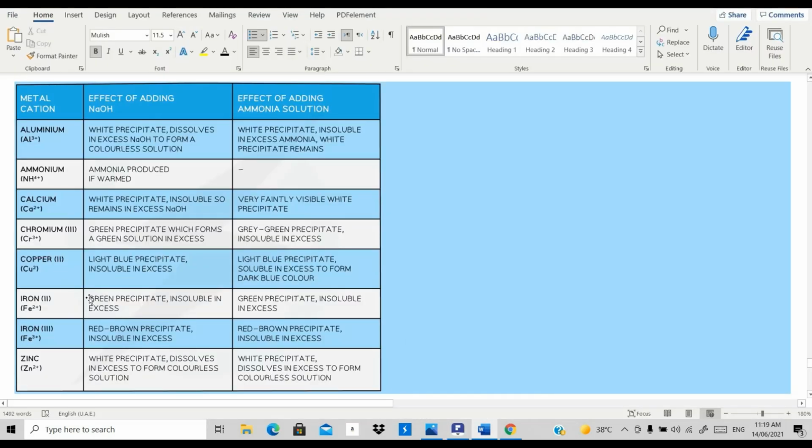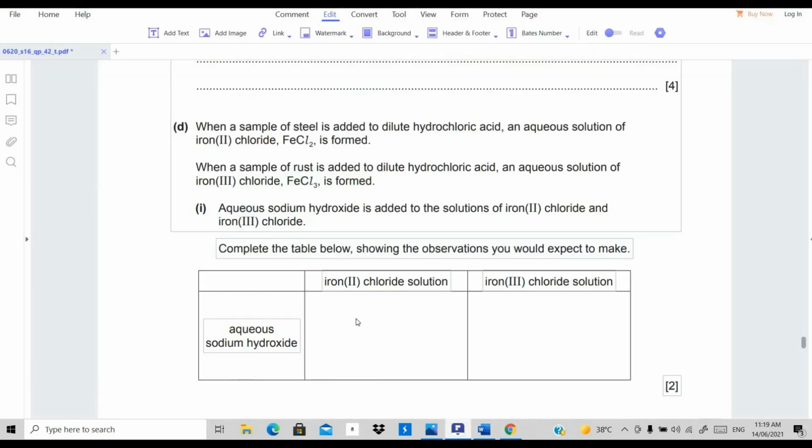So when we're adding to iron 2 chloride, the observation will be a green precipitate. Okay, because it depends on the ions, so we'll get the color. Green precipitate we can see.